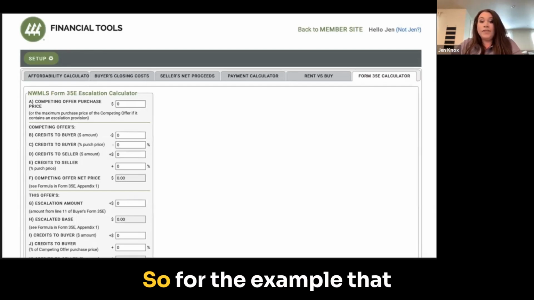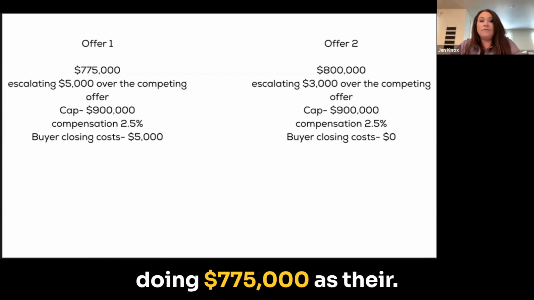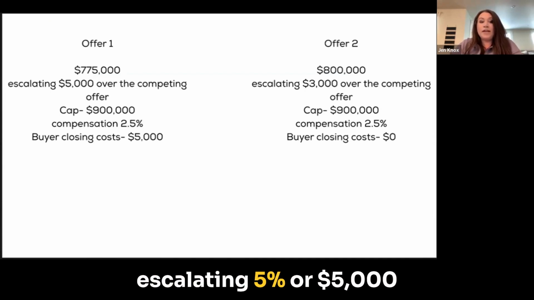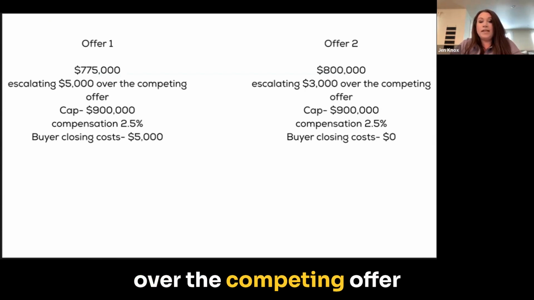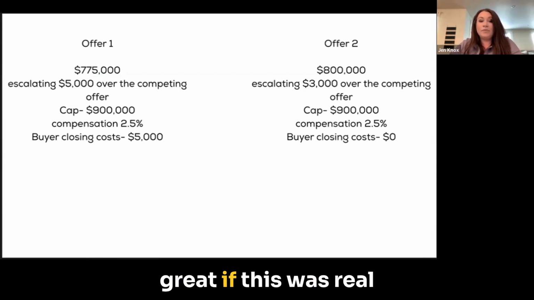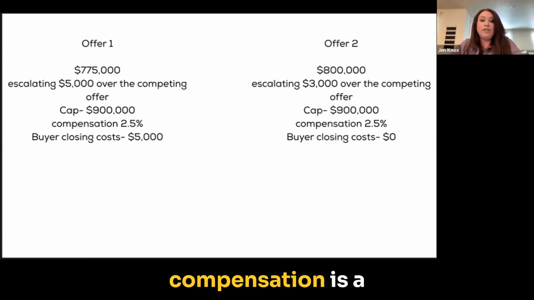For the example that I wanted to start with, we have two offers. Offer number one is doing $775,000 as their initial price. They're escalating 5% or $5,000 over the competing offer with a cap of $900,000. Wouldn't this be great if this was real life? Compensation amount does need to be discussed. So for the purpose of this class, I'm throwing in these numbers, but please remember that compensation is a completely negotiable term and there is no standard amount for compensation.